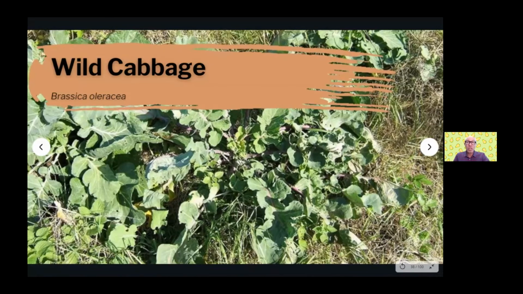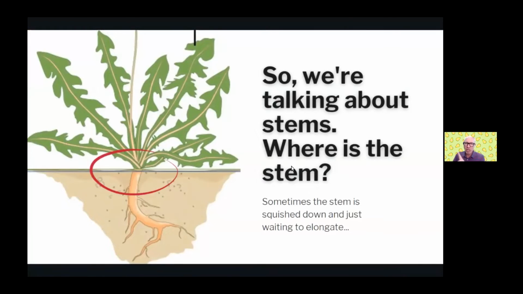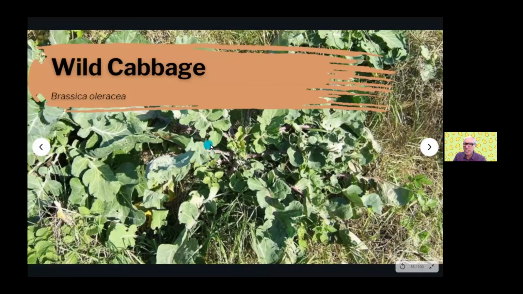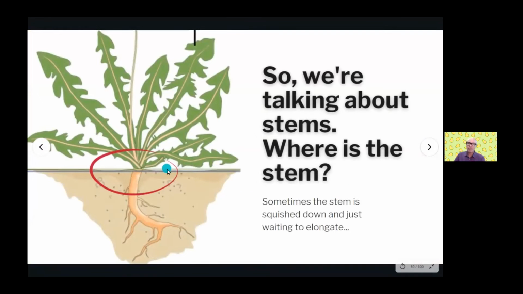Those forms could never survive in the wild. But we're talking about stems. There's no stem here. It's just a ring of leaves on the ground. Let's look at this longitudinally. And we have a taproot, and we have that rosette of leaves right at the soil surface. The stem has been squished down into just a little kind of cone shape right here at ground level.